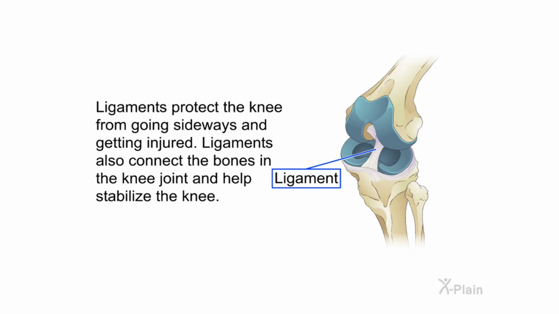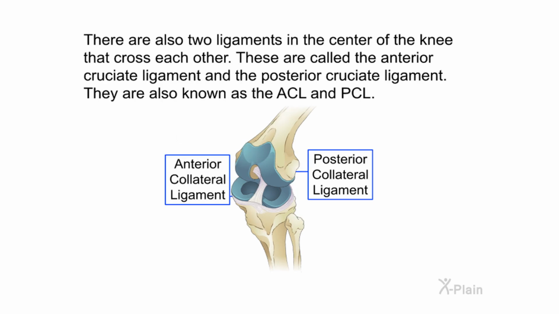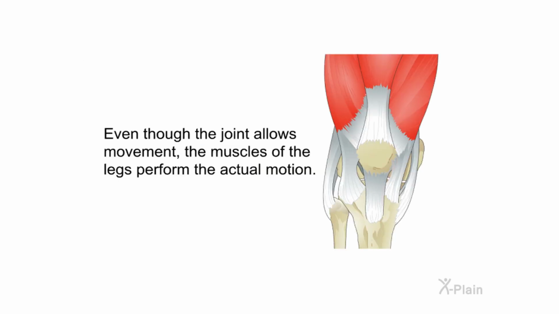Ligaments protect the knee from going sideways and getting injured. Ligaments also connect the bones in the knee joint and help stabilize the knee. Two ligaments are located on the sides of the knee. These are called the medial collateral ligament and the lateral collateral ligament. They are also known as the MCL and LCL. There are also two ligaments in the center of the knee that cross each other. These are called the anterior cruciate ligament and the posterior cruciate ligament. They are also known as the ACL and PCL. Even though the joint allows movement, the muscles of the legs perform the actual motion.